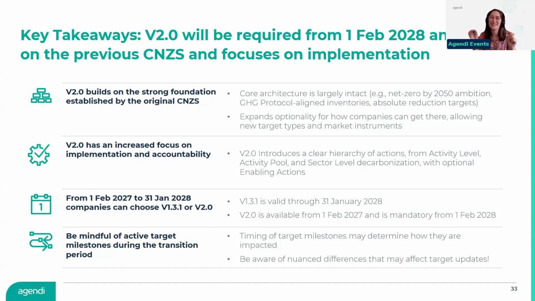This one you might be tired of hearing, but V1.3.1 is valid through the 31st of January, 2028, after which it will be V2.0 as a requirement. And then lastly, just be mindful of your active target milestones during the transition period. There's a lot of nuance in there, as we just talked about, and how your target is impacted may depend on the timing of the milestones that you reach. So I would recommend reading that transition guidance.